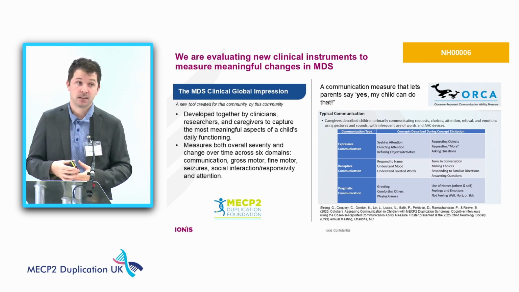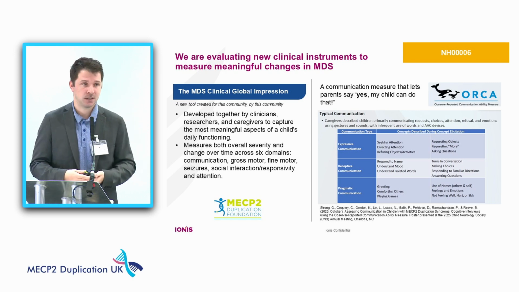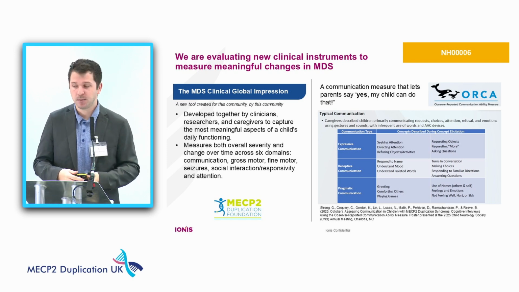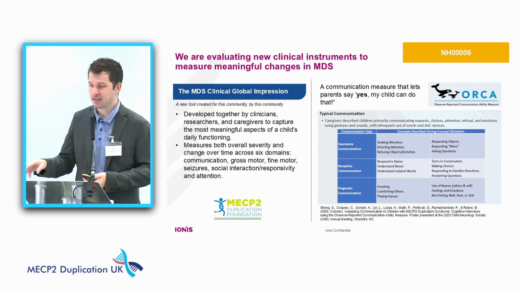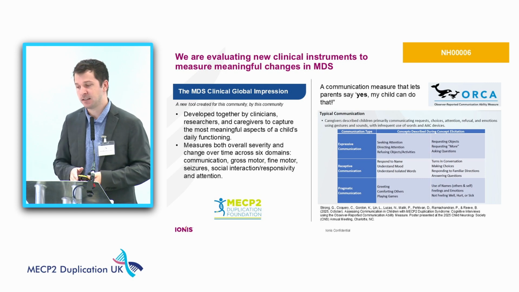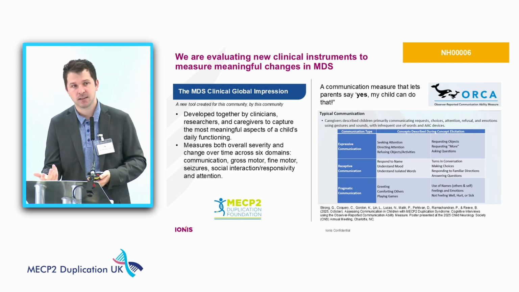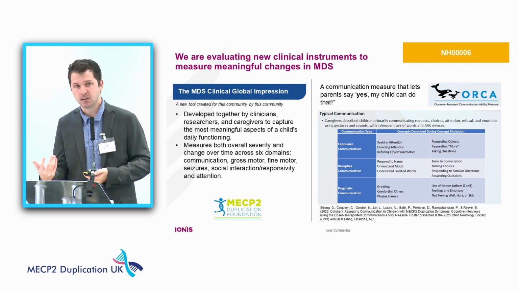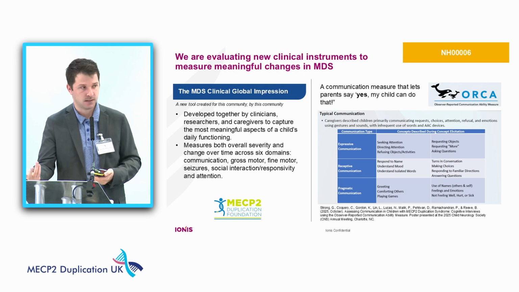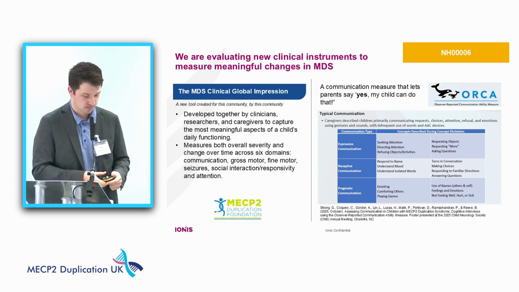And so while in the Vineland, we might be asking you questions where you might have to say, no, my child really can't do that, and it could become discouraging. The ORCA is a tool that's developed for MDS, and it's a communication measure that lets the parents say, yes, my child can do that. It's more granular, and we want to accentuate the strengths and look as the child gains future strengths. It covers expressive communication, receptive communication, as well as pragmatic communication.